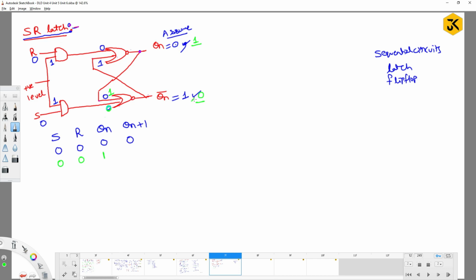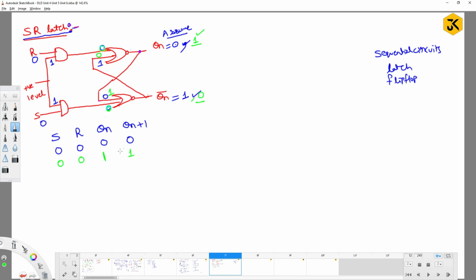Now give this input here. This input is 0, because of this 0 and 1. So you got 0, 1. 0 OR 0 is 0, and its complement is 1. So are we getting the same value? Yes. If I pass Q1 as 1, you get Q1 plus 1 also as 1.